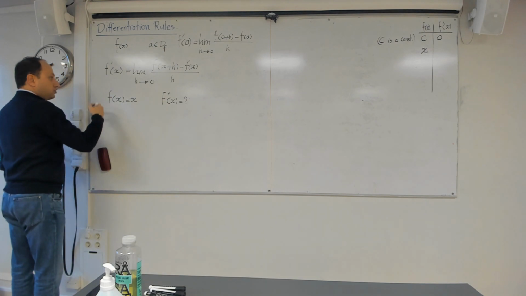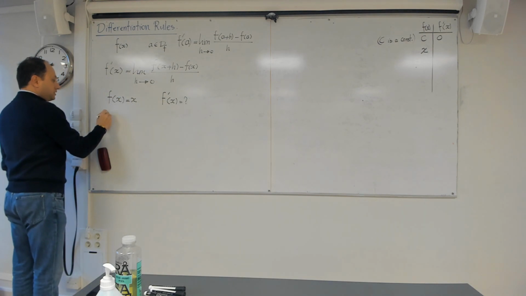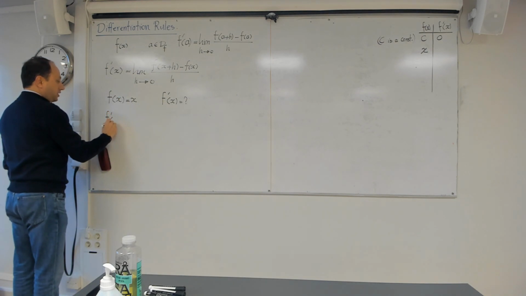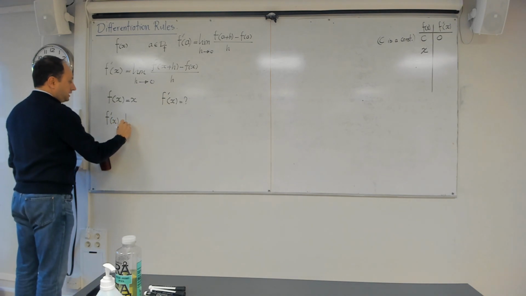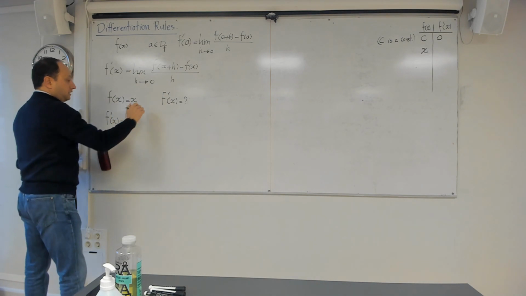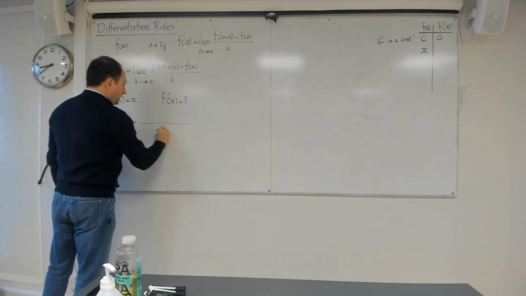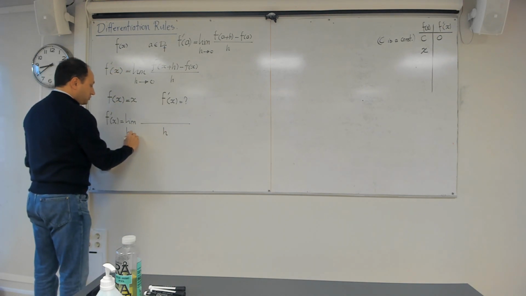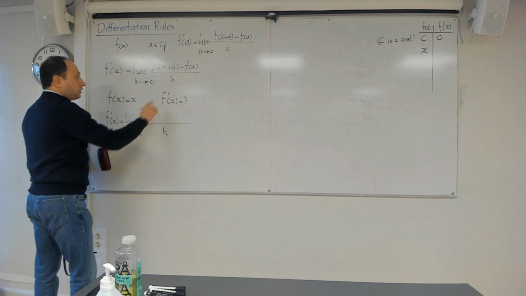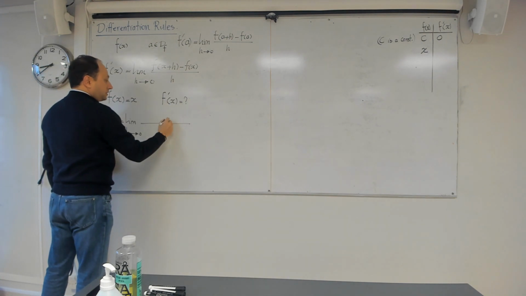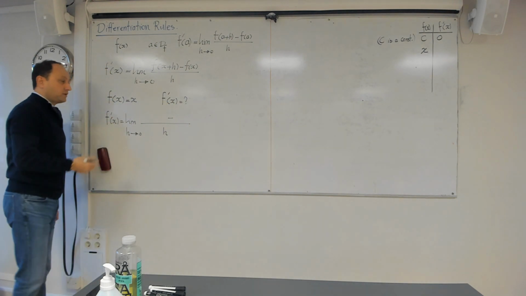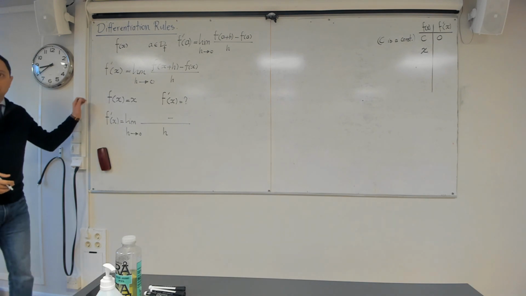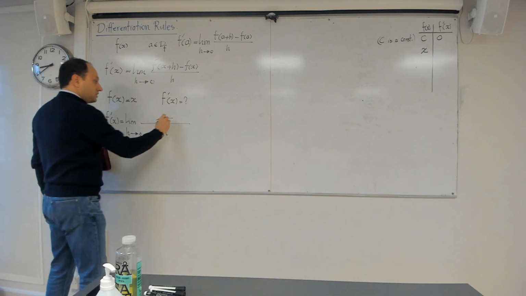Okay, so what should I do? I have the formula in front of me, so I would write f prime of x is equal to the limit. Okay, I have a fraction, h in the denominator, h goes to 0. What can I write instead of f of x here? Just look at the problem and talk to me. What's f of x here? X. So we put x here.